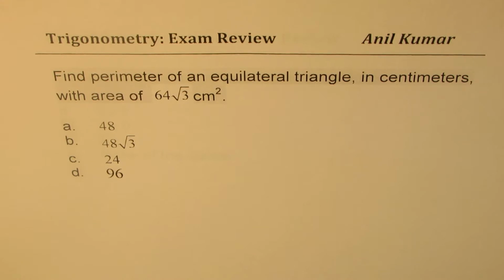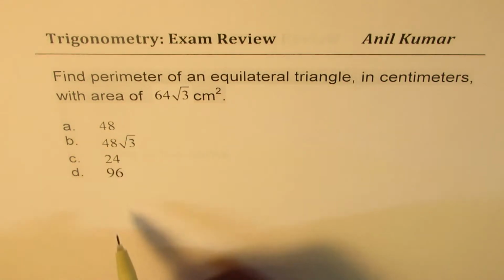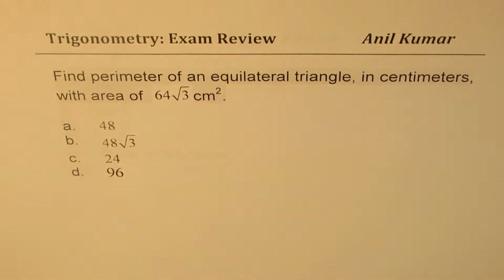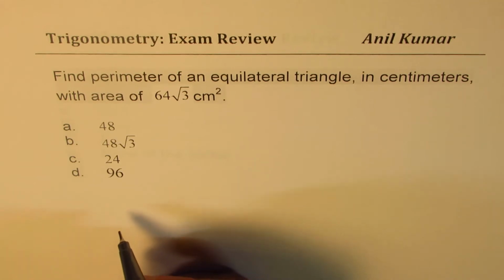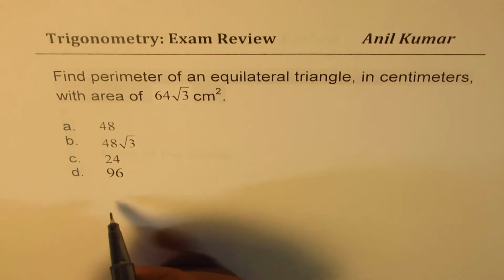The question here is: find the perimeter of an equilateral triangle in centimeters with an area of 64 square root of 3 centimeters squared. Four choices are given to you. Now let us try to understand the equilateral triangle to answer this question, as you may find such questions in SAT or even in AP or AB level maths.